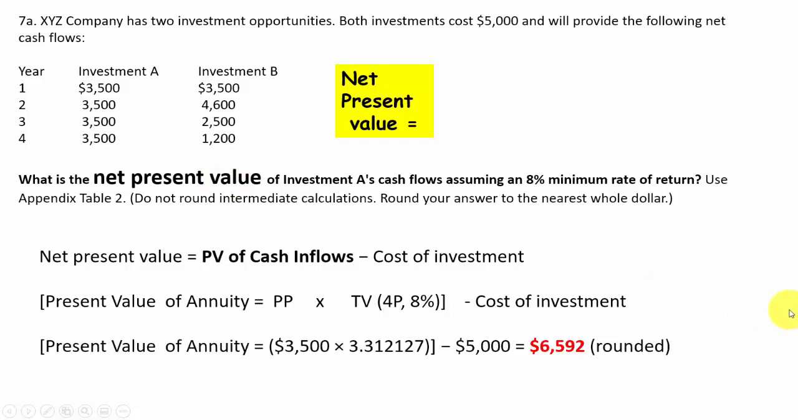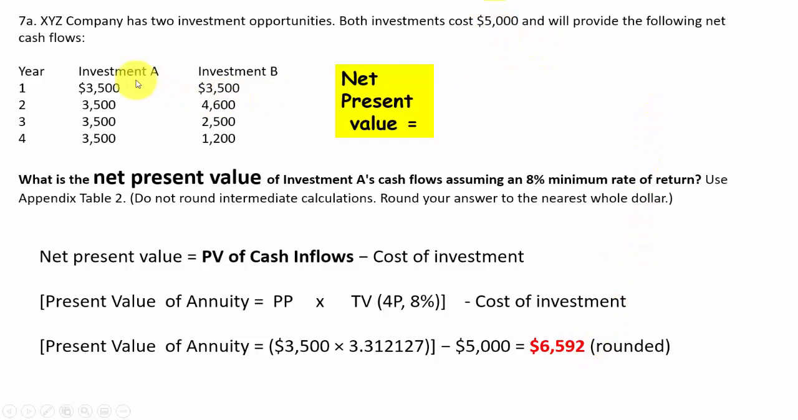So here we go. In this one, we've got $3,500 times a table value from table 2 that's 3.312127. And when you multiply the 3,500 times that table value, you end up getting $11,659. I didn't show it here, but that's what you end up getting. So it's $11,659 minus what your investment was, and you end up with $6,592 net present value.